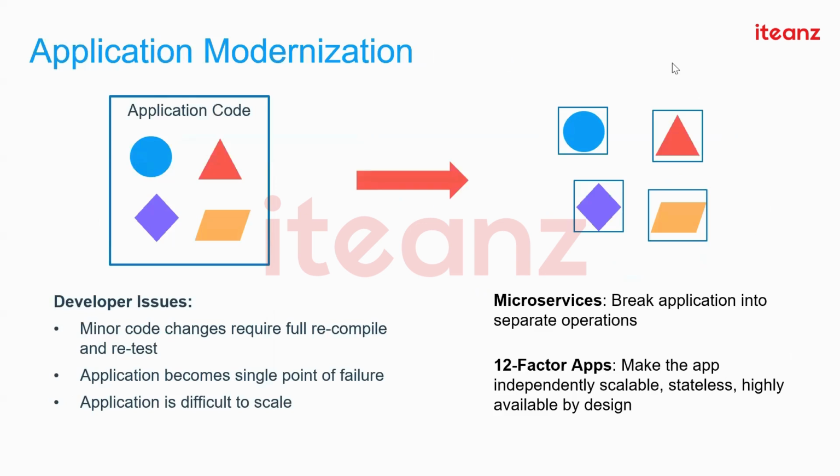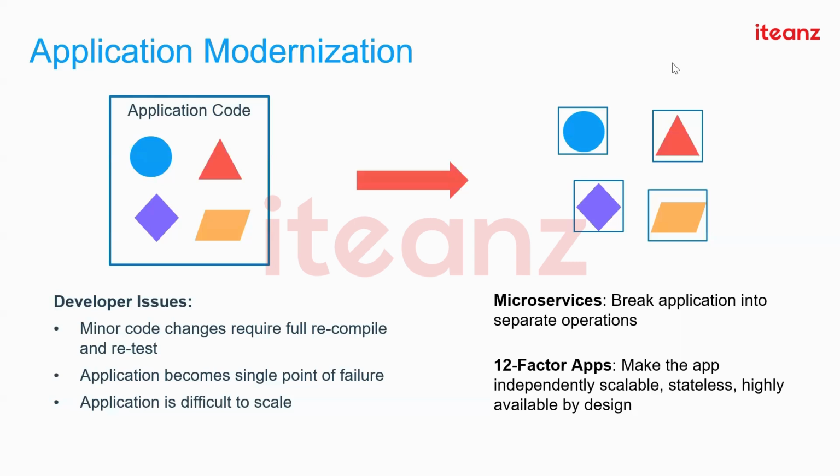In the older structures, what were the issues? Let's say the developer needs to make just a minor change, not changing the current structure of the application, only a minor code update. For that, he needs to recompile the whole structure, which is time consuming.